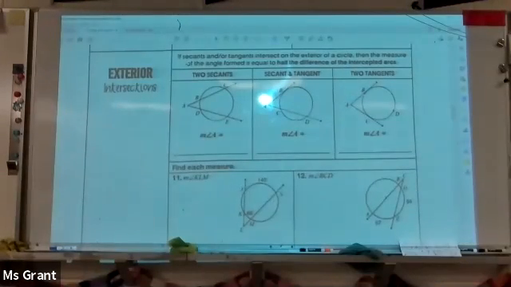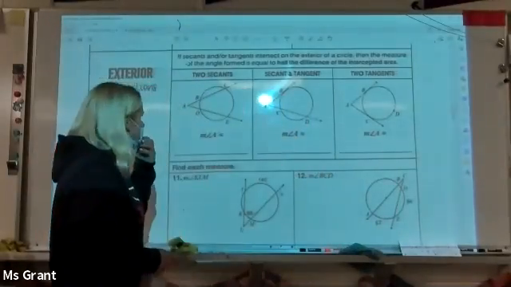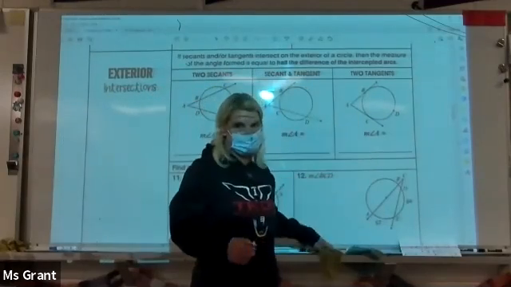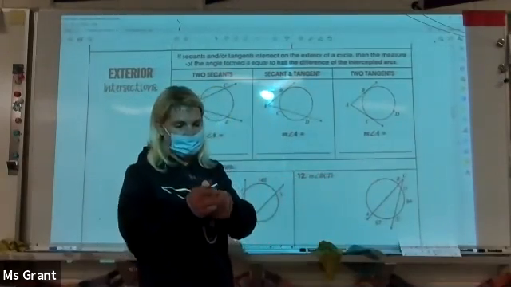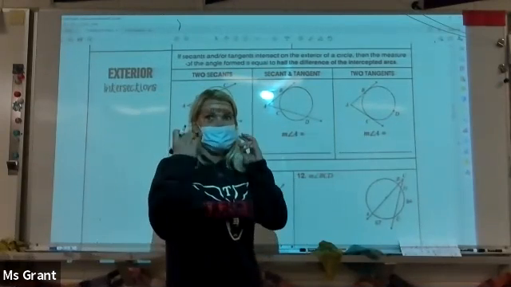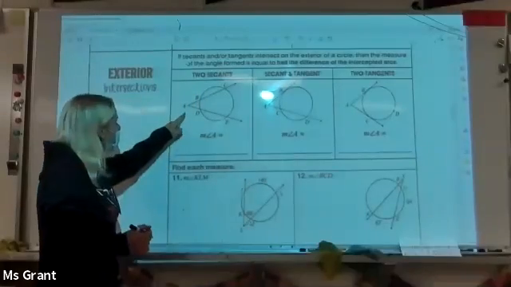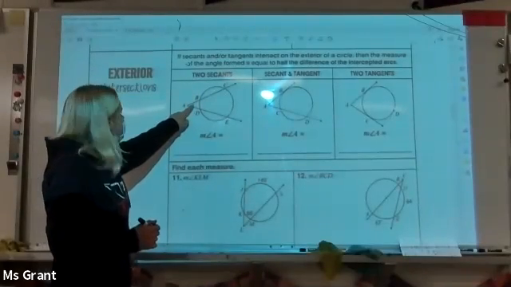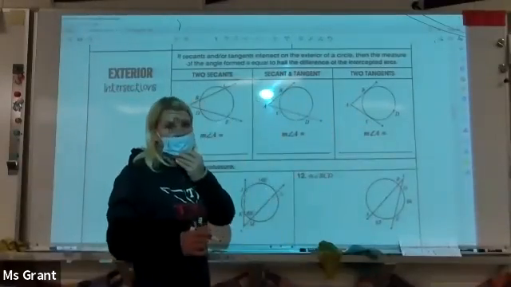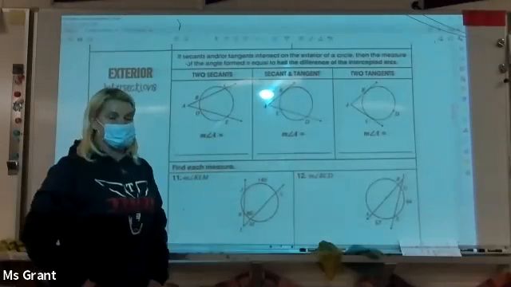All right, we are on 10.5B, and we are talking about tangent lines and secant lines and how, wherever they land on the circle, that tells us how we can relate them to find an angle measure. We're going to have these exterior angles that are created. All of the angles are on the exterior of the circle. And there's a formula.